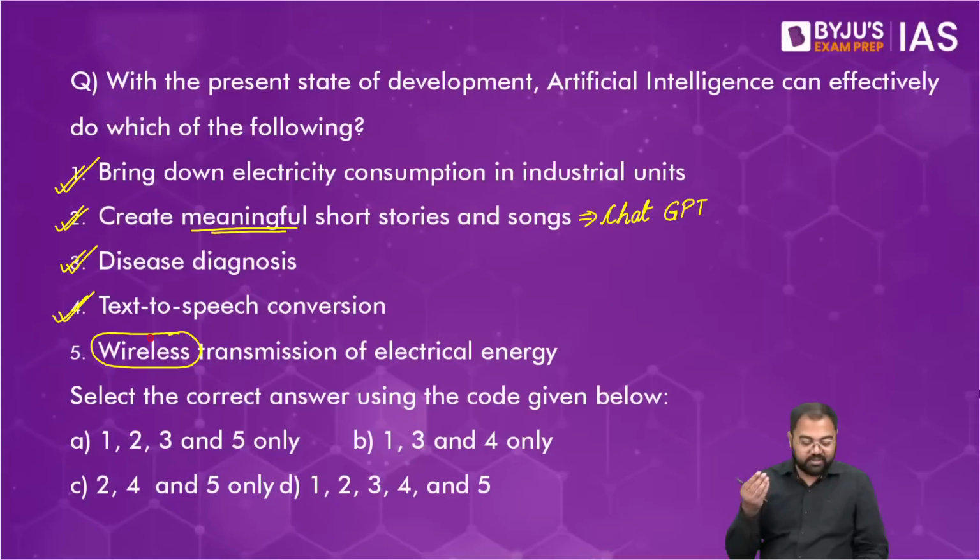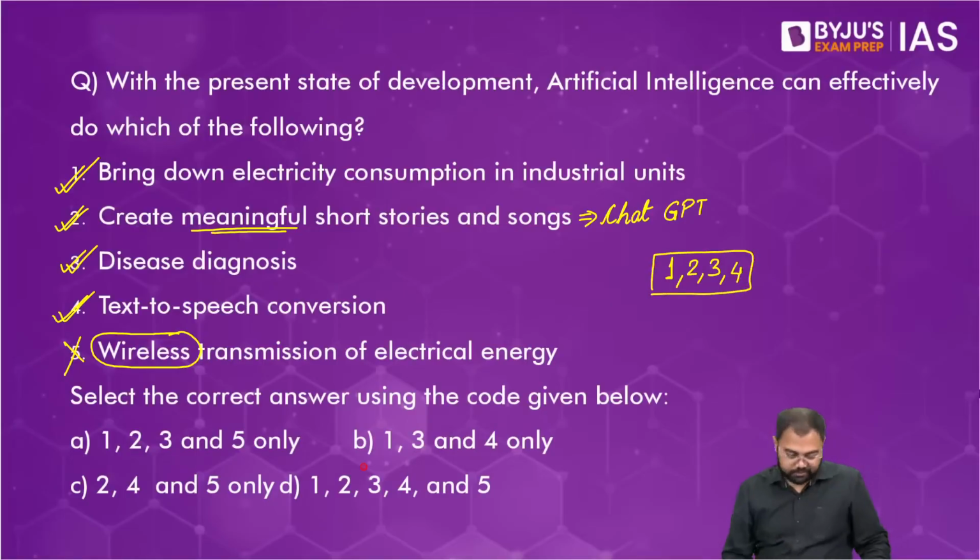Correct. So whether it will happen through wires or wirelessly is not upon AI to decide. AI can predict, AI can analyze, AI can maybe even create content for you. But AI cannot make something wireless all of a sudden, which does not even suit the basic physics of that concept. So wireless transmission of electrical energy can't be done by AI. That's why this definitely is wrong. So the answer should be 1, 2, 3, and 4.